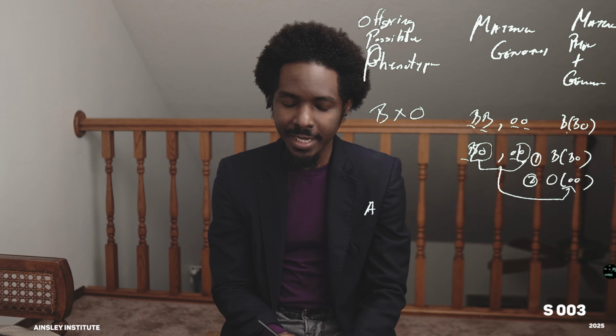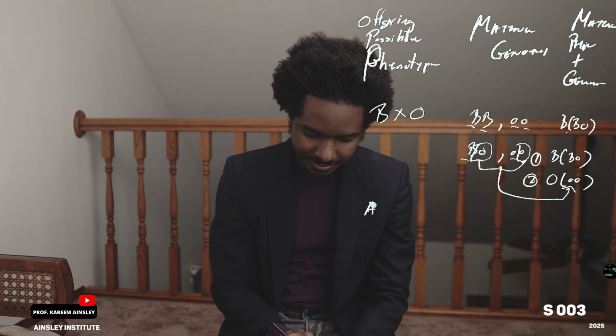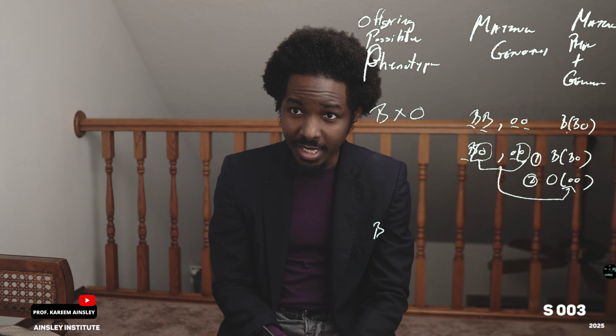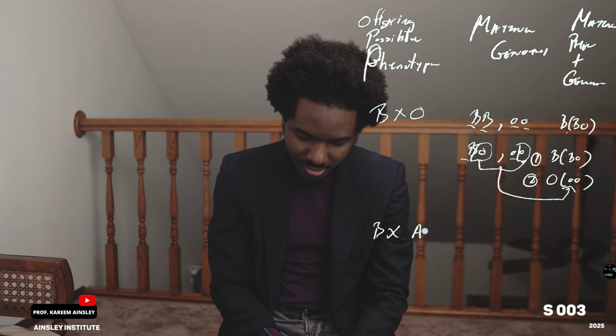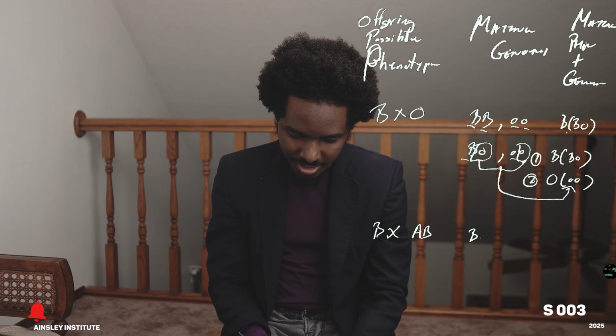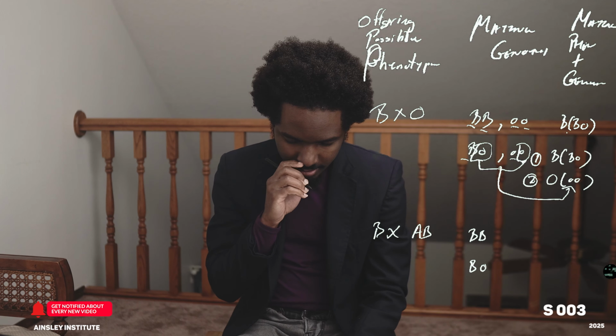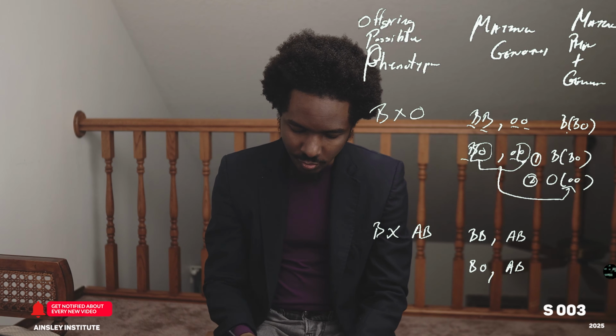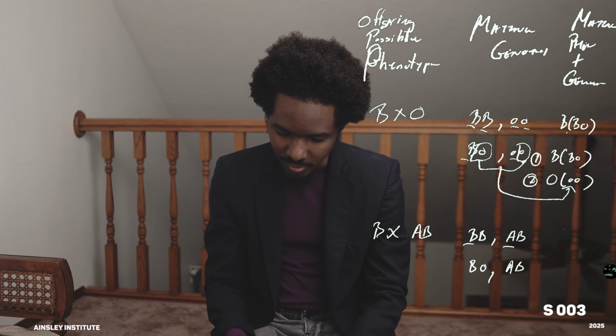Now let us go to another. Let us try B. We have a B person and we're going to mesh them with an AB person. All right, so to be B, you can be BB. To be B, you can also be BO. And when you are AB, you can only be AB and AB. All right, so now B times A, we have AB.